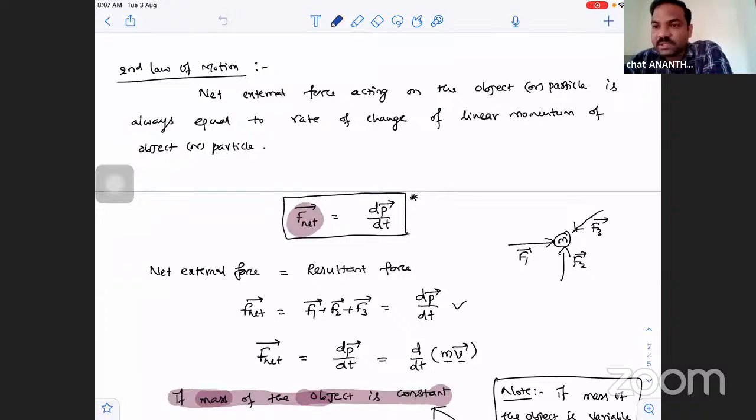That is the resultant. Like that, suppose 10 forces are there. You have to add vectorially all the 10 forces. So the resultant of all the 10 forces is equal to dp bar by dt, the rate of change of linear momentum. The rate of change of linear momentum is called the net external force acting on the body.